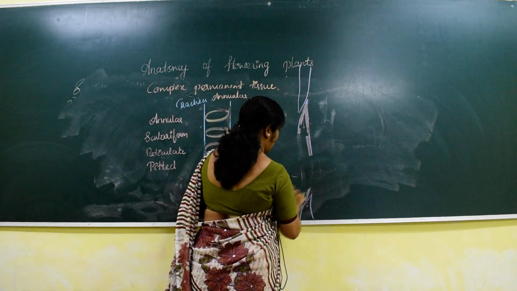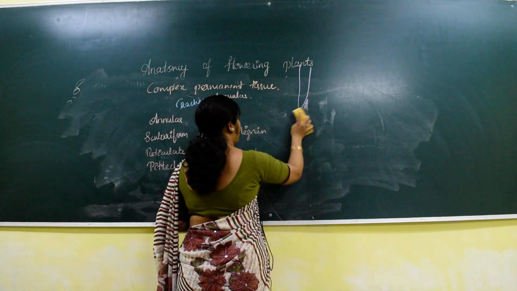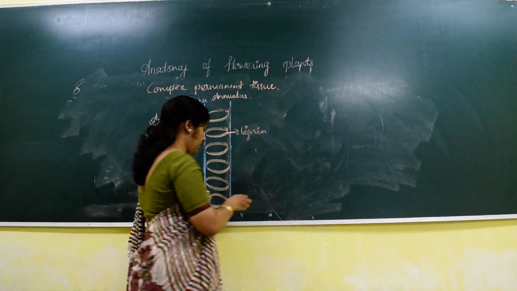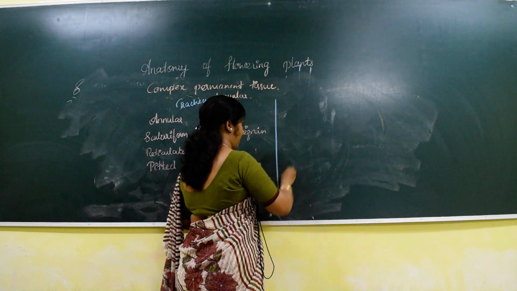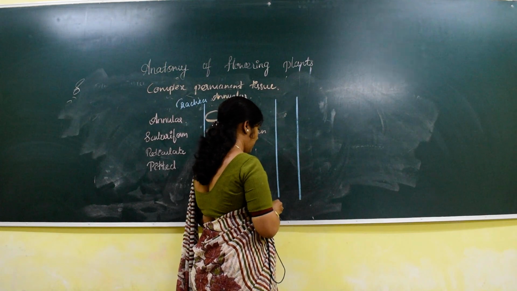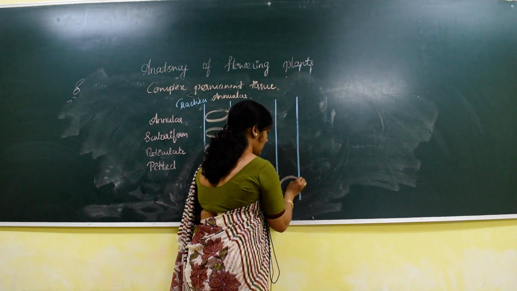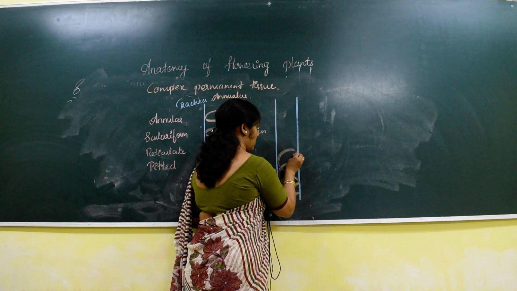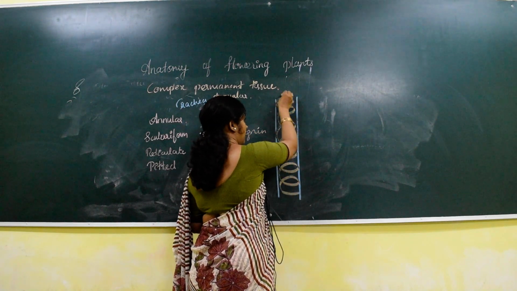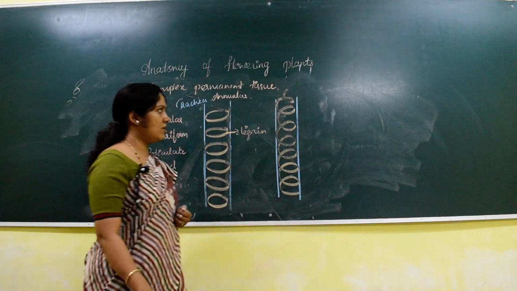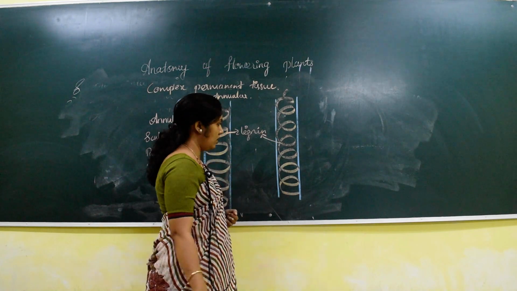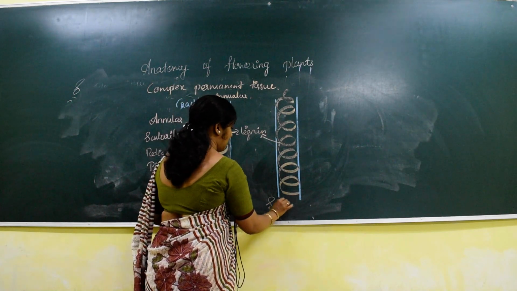Next, there is another type. The second type is scalariform, or first we will take up spiral. So this is a trachea. Again the mode of deposition varies. The deposition of lignin will be in the form of a spring. You can see, this is a spring-like deposition of lignin. The lignin is deposited in a spring-like form, so it is called spiral.